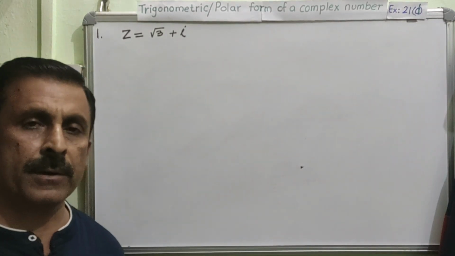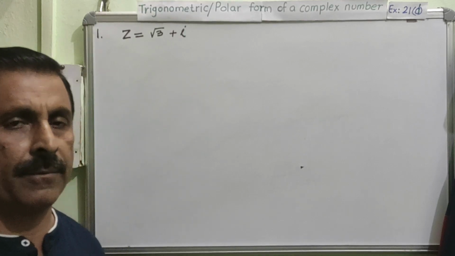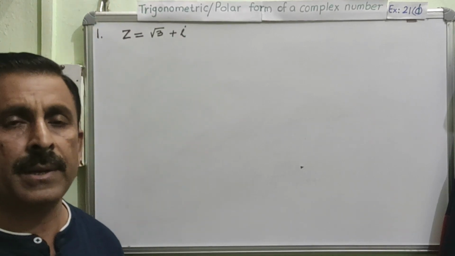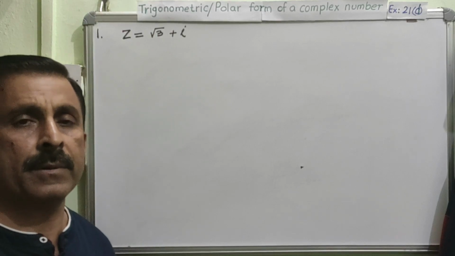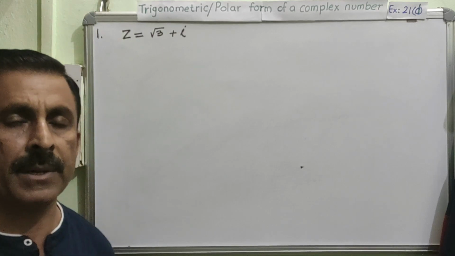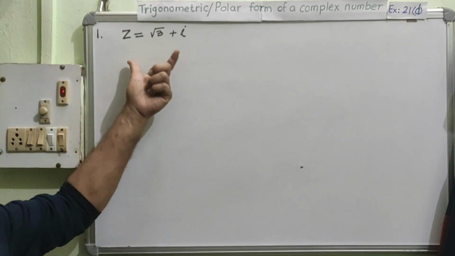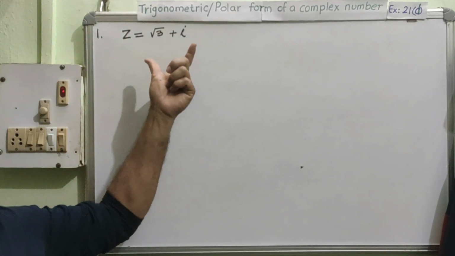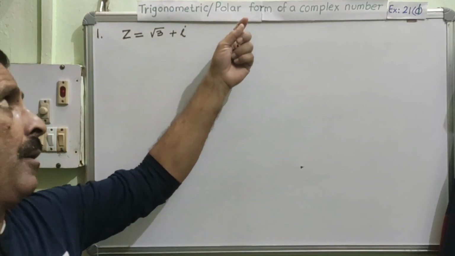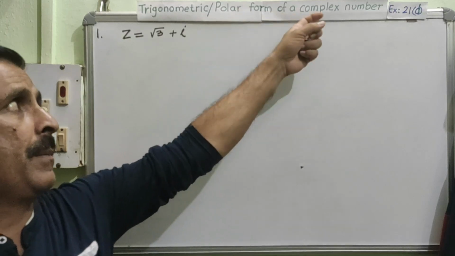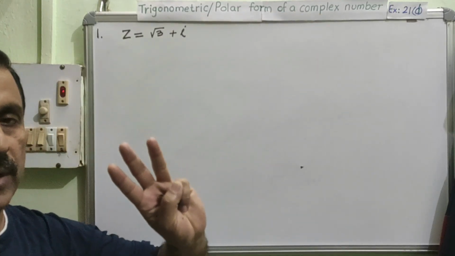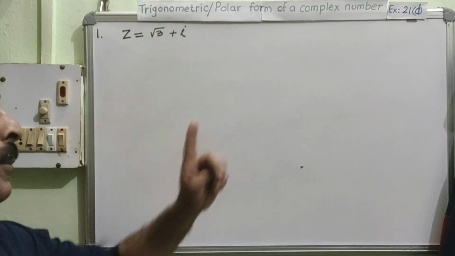Now we are taking the first question of this exercise, and here we have to find the modulus, amplitude, and then the polar form of this given complex number. Again I am repeating, for this question we are going to calculate the modulus, the amplitude or argument, and also write the polar form of this given complex number. So there are three things we are going to calculate, right? The main is the polar form.